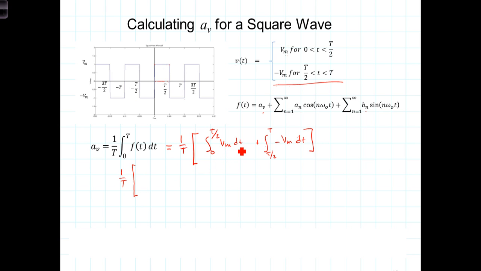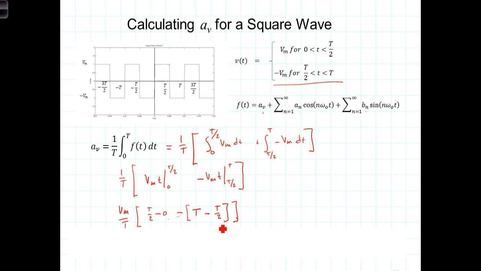Now the integral of V sub m dt, that's just V sub m t evaluated from 0 to T over 2. And this term over here is going to be a negative V sub m t evaluated from T over 2 to T. Now going ahead and evaluating at these limits, factoring out the V sub m, we've got then V sub m over T times, at the upper limit we have T over 2, minus this at the lower limit, which is 0, minus, now we've got this minus this term at the upper and lower limits. At the upper limit we have then T, lowercase t evaluated at uppercase T is T, minus t evaluated at T over 2.